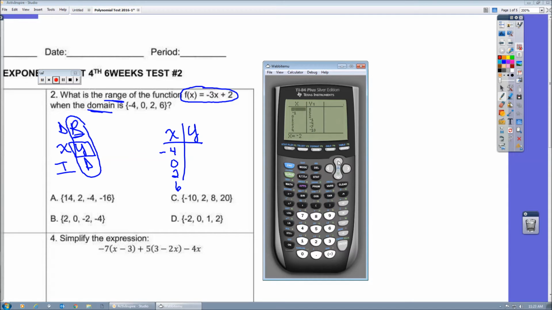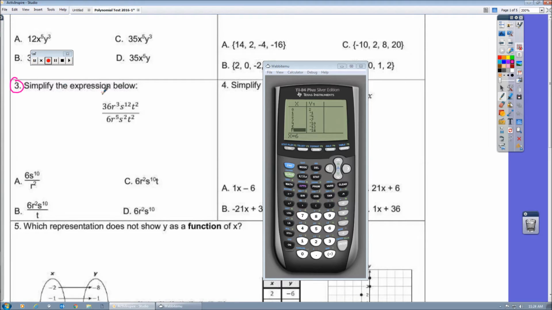So we're going to go to -4 for x. When x is -4, y is 14. If you look right here, there's only one answer choice that's going to have 14 in it, but I'll show you the other ones here. Let's go to 0 for x. When x is 0, y is 2. We got that. Let's go to 2. When x is 2, y is -4. And when x is 6, you can see that it's -16. And those are our corresponding values. So remember Dr. XY ID, and then circle the domain and the range, and it'll tell you which one is x and y.